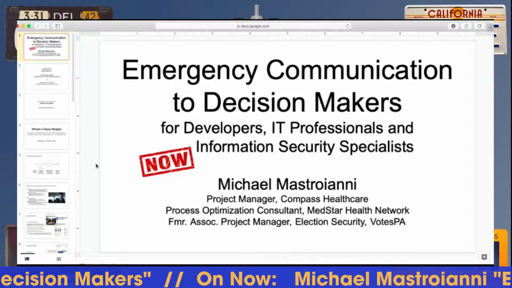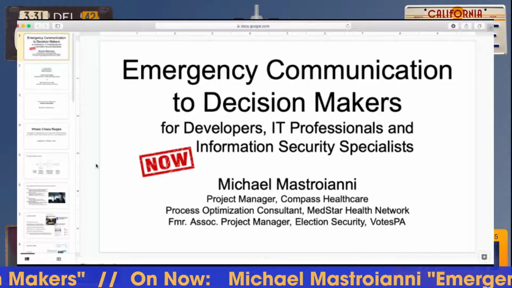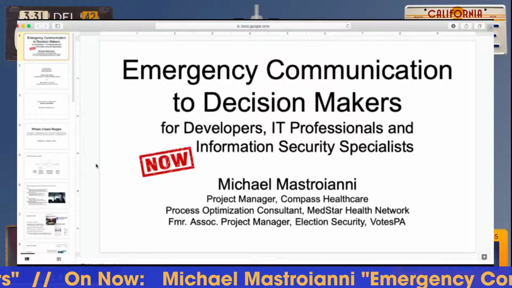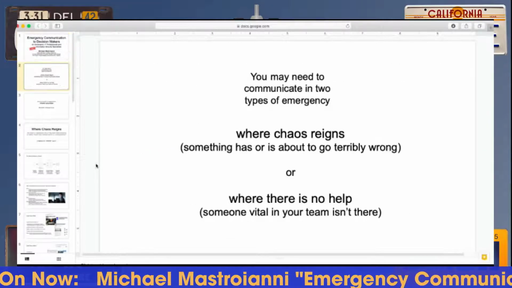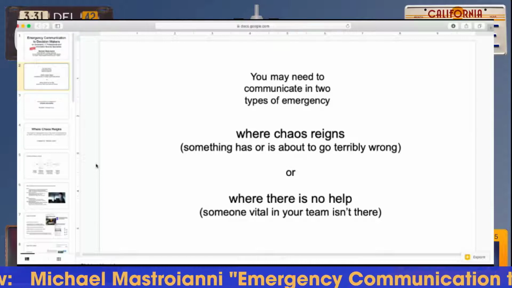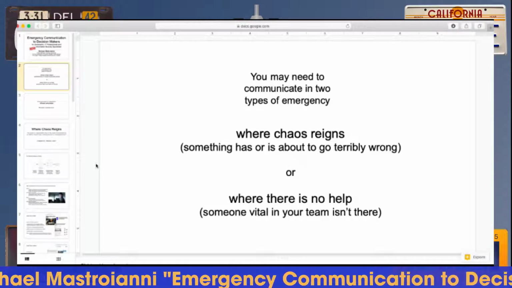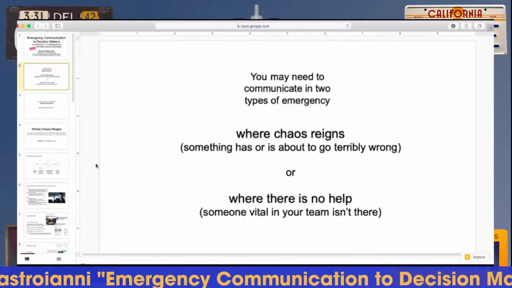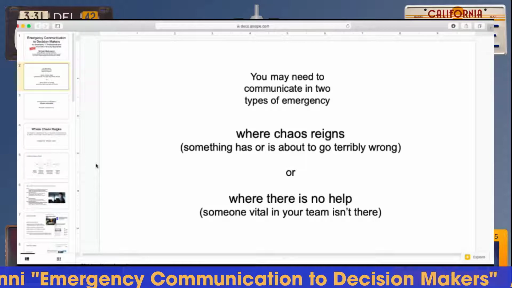What does emergency communication mean, especially, and also what does decision maker mean here? Well, when I'm talking about emergency, there are two different kinds that you're probably going to run into as any kind of information technology professional. First is where chaos reigns, which is usually a big crisis or an organizational crisis when something has gone terribly wrong or is about to go terribly wrong. In some cases, you might be the InfoSec advocate that recognizes that and no one else does.